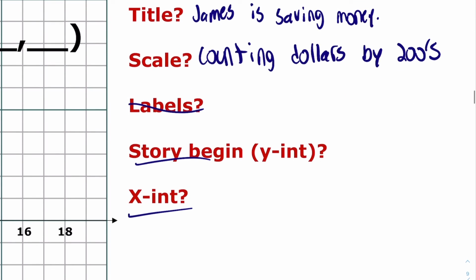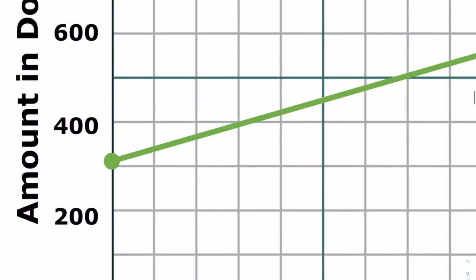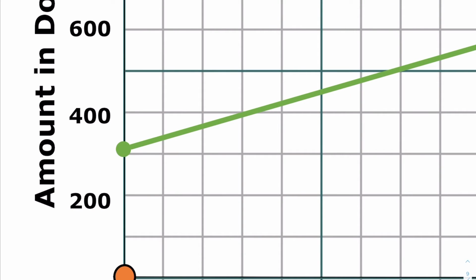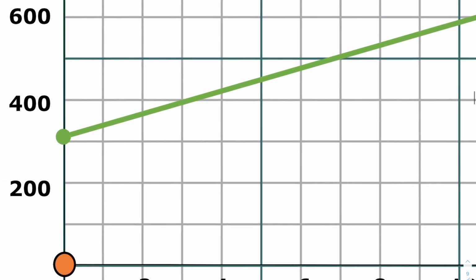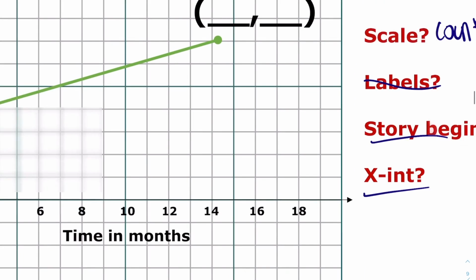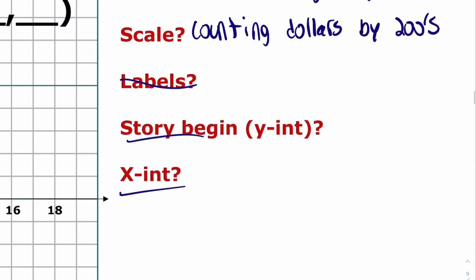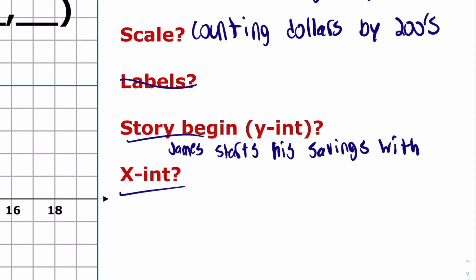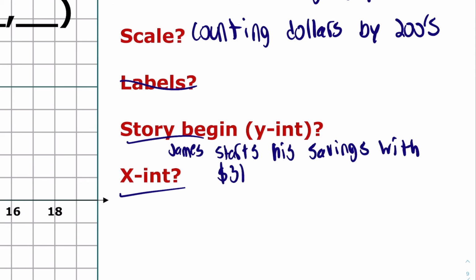When does the story begin? I'd say that dot is higher than halfway, but not very much higher. So maybe like $310. I'd say that James starts his savings account with $310.